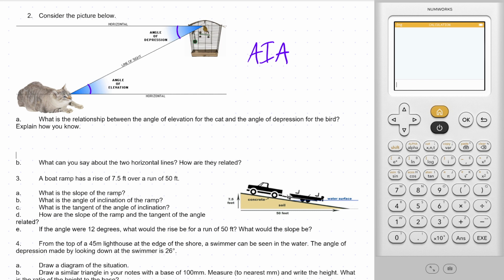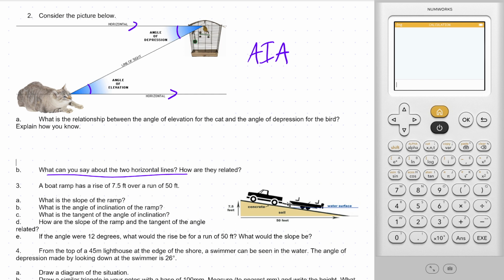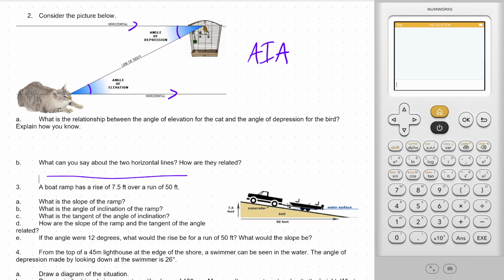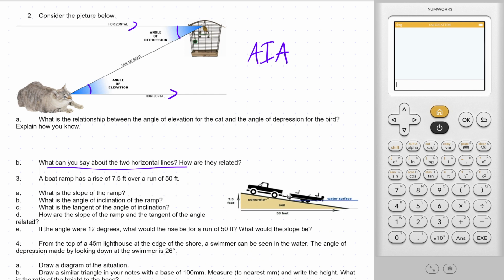And another part of the relationship with those two angles is that since these two lines are parallel to each other, the two angles are also equal. So you could say they are alternate interior angles and that they're equal. And as I already stated, part B says, what can you say about the two horizontal lines? How are they related? They are parallel. So that's really the thing that you can say about those. Okay, so let's go on to number 3.